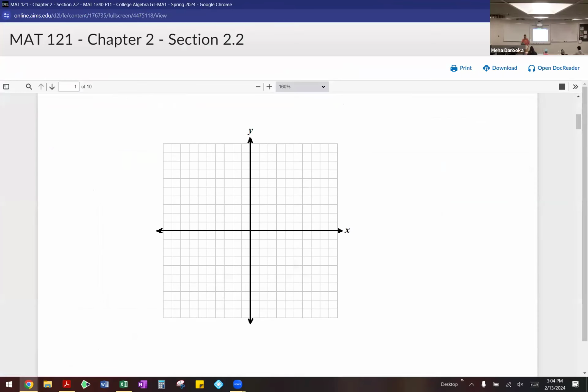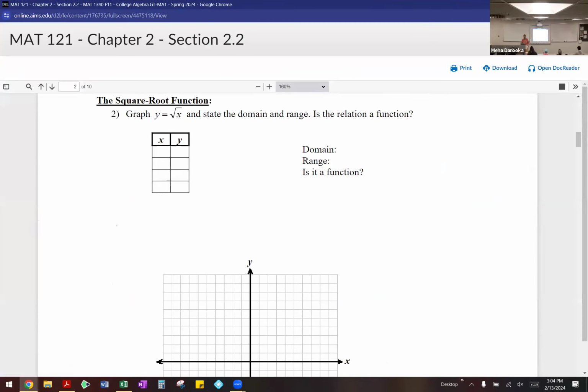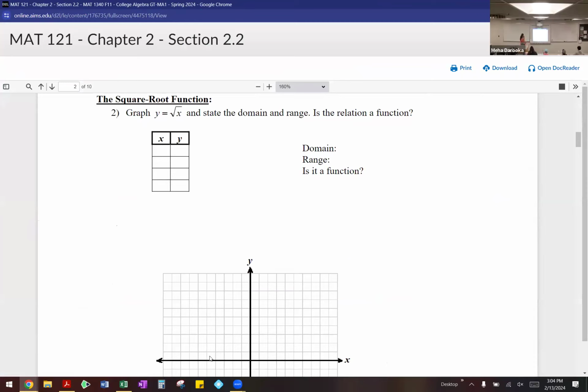Let me show you a couple more examples here in the handout. You've got the square root function. Now we know there are restrictions with square roots, right? What's the restriction for the square root of x? What numbers can we use for x and what numbers can we not use for x? Can it include 0 or no? Square root of 0 is just 0. Yes.